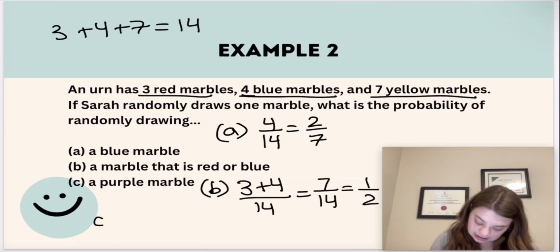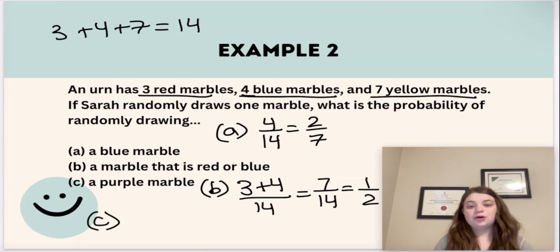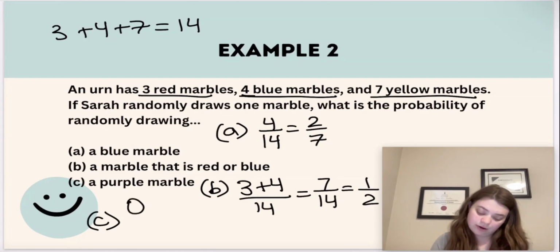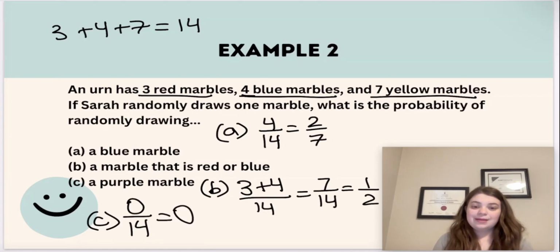Then we have C, which is a purple marble. How many purple marbles are there? There's 0, because it's not possible to draw a purple marble, over a total number of 14 marbles, and 0 over 14 is just 0, so the probability is 0. That brings us to another point that we'll talk more about in a future video: if an event is completely impossible, the probability is zero because there are zero favorable outcomes in that case.